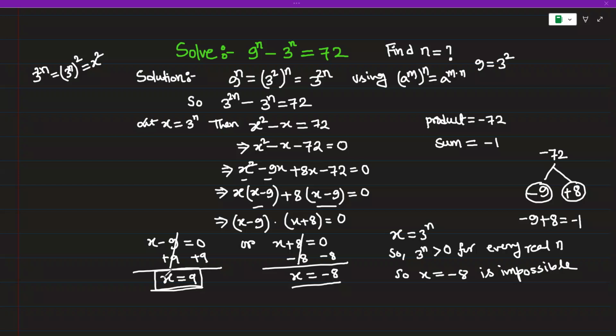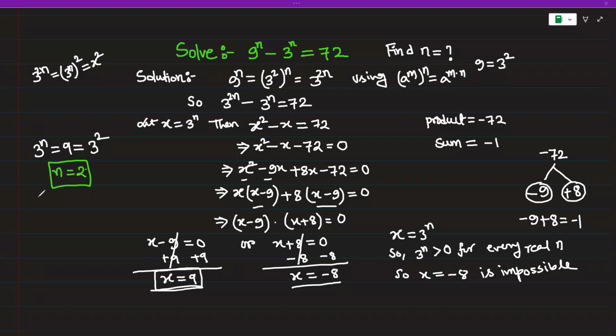Now we have to solve for n. So 3 power of n equal 9, and 9 we can write as 3 power of 2. If the bases are equal, the powers must be equal. So n equal 2. That's our final answer.